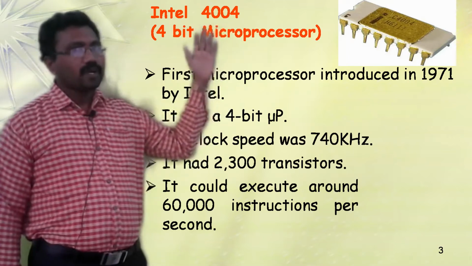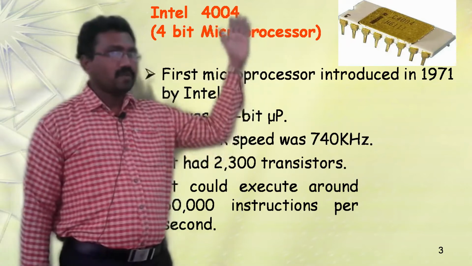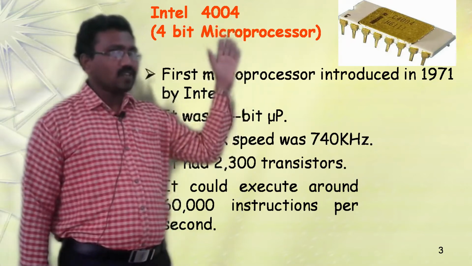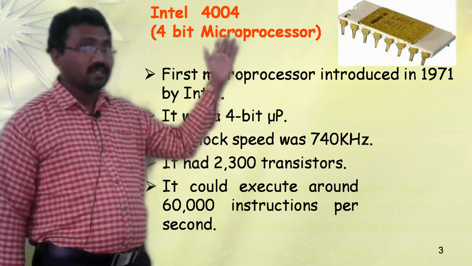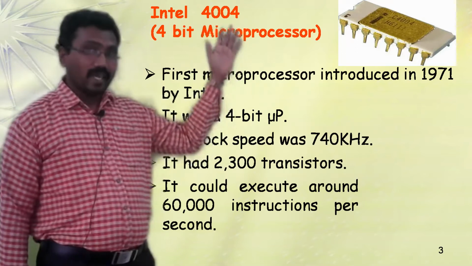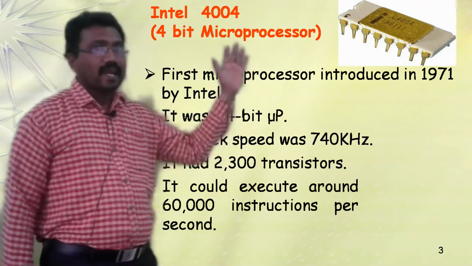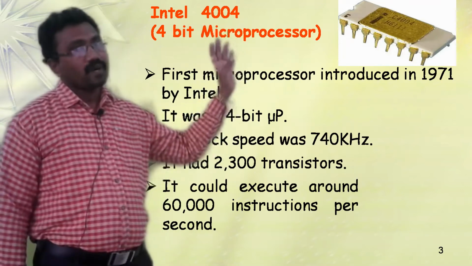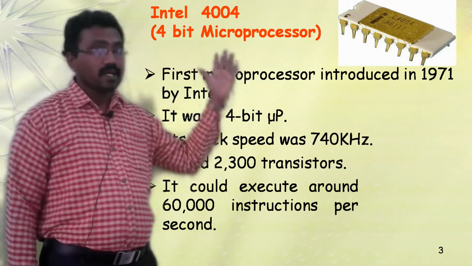It is a 4-bit microprocessor. The name of the processor is 4004. Why is it called a 4-bit microprocessor? Because it has a 4-bit register, the data bus width is 4-bit, and it also has a 4-bit ALU. That means it can handle 4 bits of data at a time, that is, transfer 4 bits at a time between main memory and the CPU.